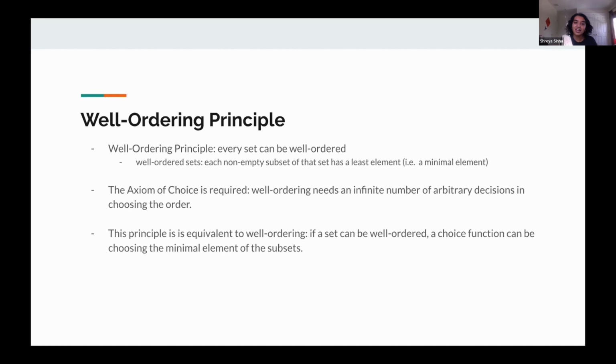And so the axiom of choice is required to prove the well-ordering principle. Well-ordering needs an infinite number of arbitrary decisions in choosing order. And so this leads to a pretty interesting result. We say that the axiom of choice and this principle are equivalent. If you prove the well-ordering principle, you can prove the axiom of choice. If you prove the axiom of choice, you can prove the well-ordering principle. They are intrinsically linked. And so if a set can be well-ordered, a choice function can just be choosing the minimal element of the subsets. There's your choice function. Doesn't matter how many elements there are, you just pick the minimal one every single time.